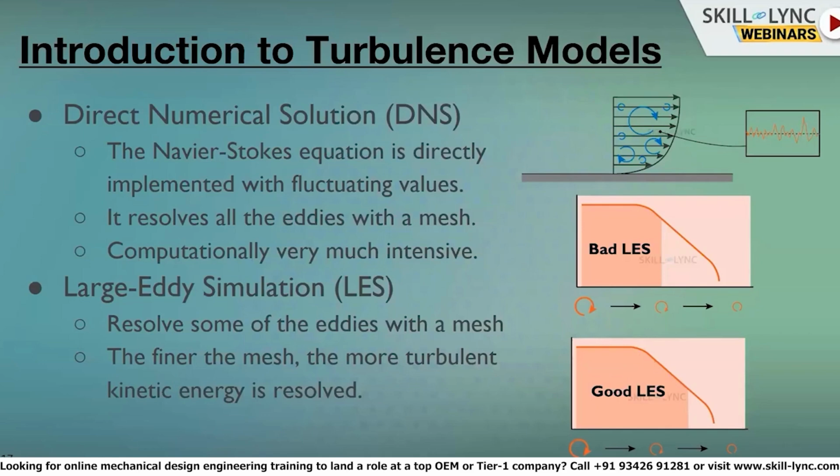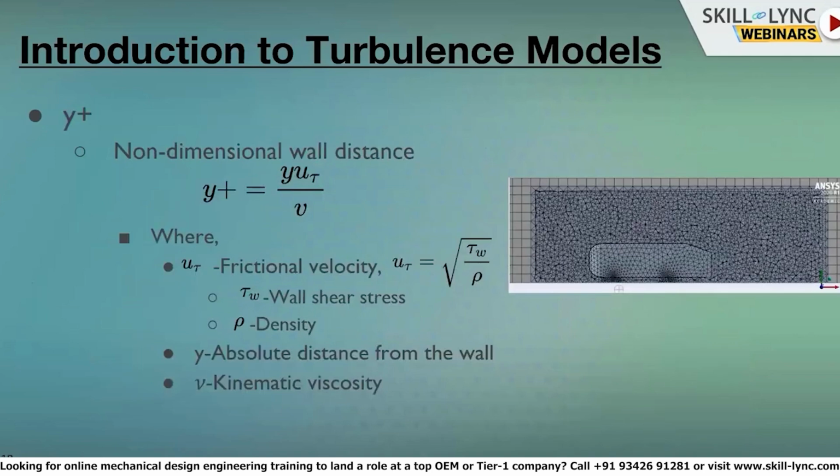Now coming to y plus. I told you that for K epsilon we need y plus between 30 and 300, and for K omega it should be close to 1. So what is this y plus? It is a non-dimensional wall distance which is used to place the first layer near the wall.